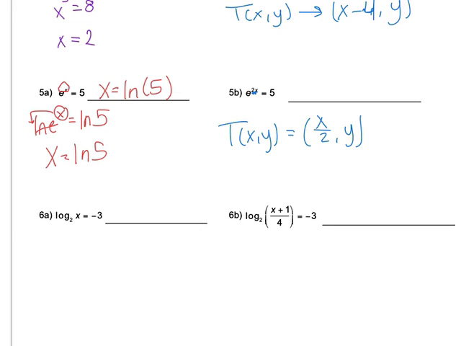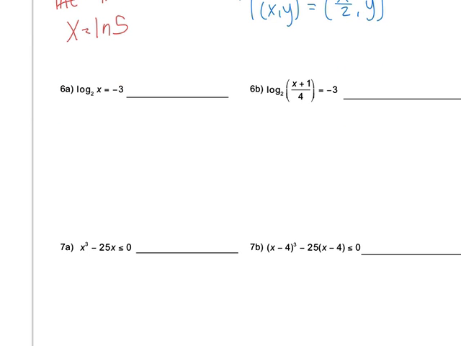That means if my solution here is natural log 5, then my solution here, x, is going to be the same as this, only divided by 2. So x equals natural log 5 divided by 2.